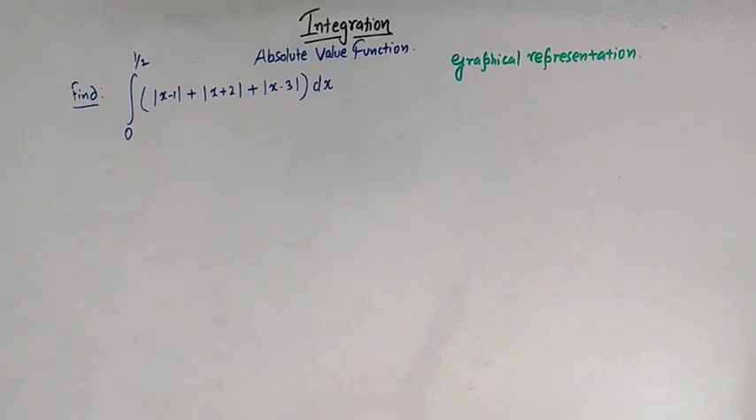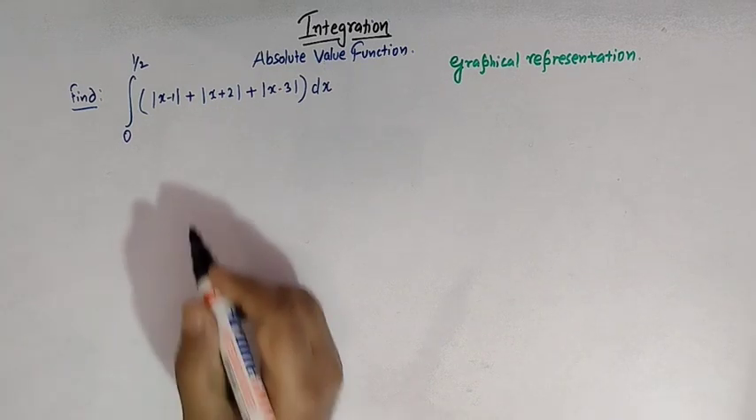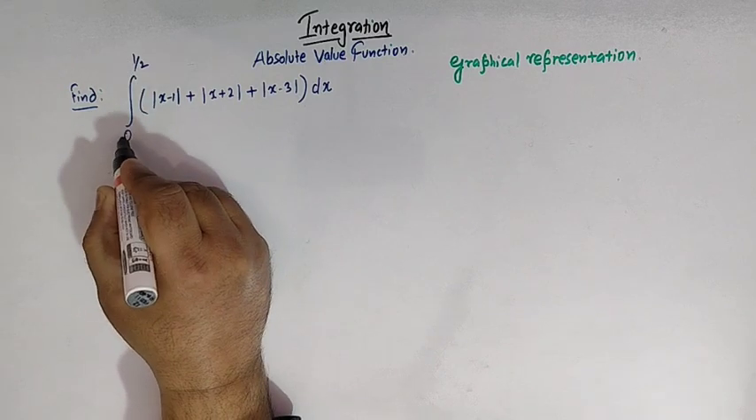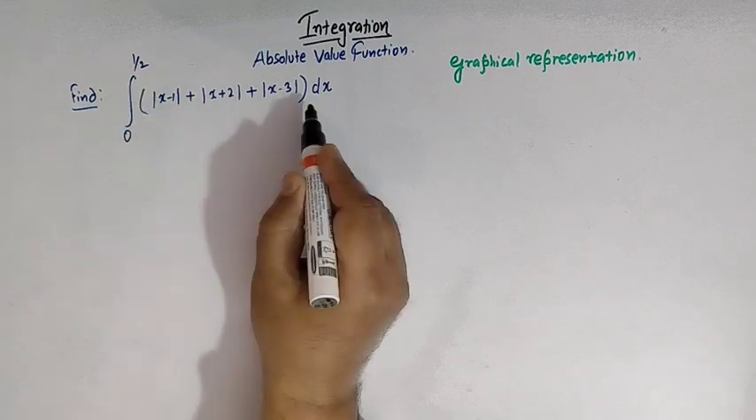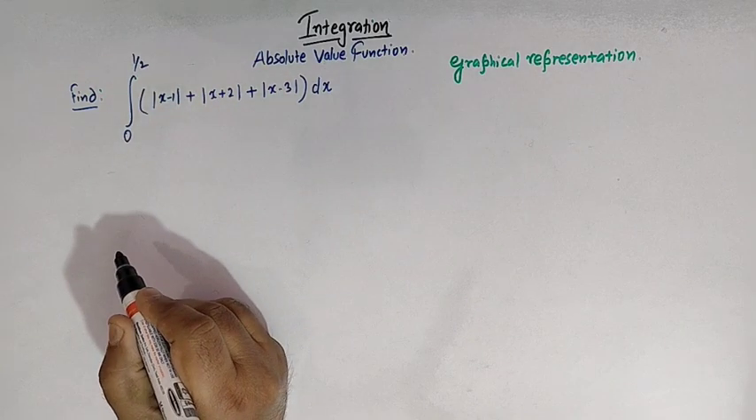Hello viewers, in today's class we are going to discuss one very important and conceptual integral from definite integration involving the absolute value function, right? So here we have to find the value of this integral which is from 0 to half, and here the integrand is the sum of three absolute value functions, right?